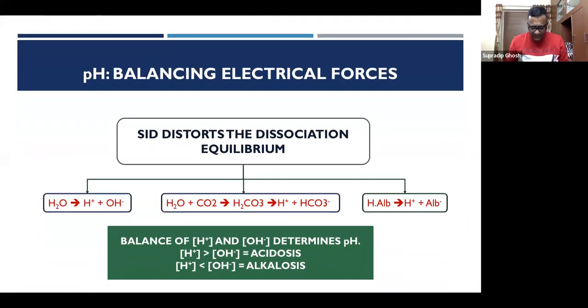And how does the pH change? pH changes because of the SID distortion. The distortion of SID changes the dissociation equilibrium of water, carbon dioxide, and albumin itself. This results in an imbalance between hydrogen ion and hydroxyl ion, resulting in a change in pH. When the hydrogen ion concentration is more than the hydroxyl ion concentration, we call it acidosis. When the hydrogen ion concentration is less than the hydroxyl ion concentration, we call it alkalosis. I hope it is not confusing.